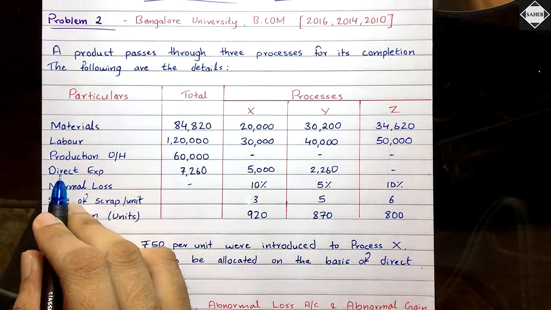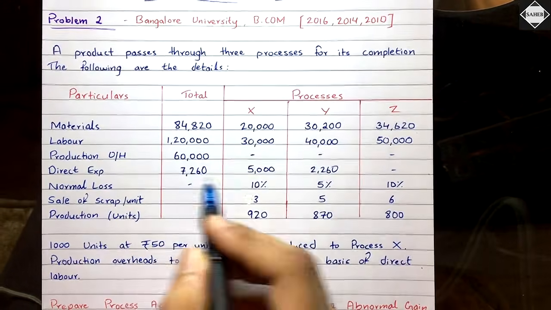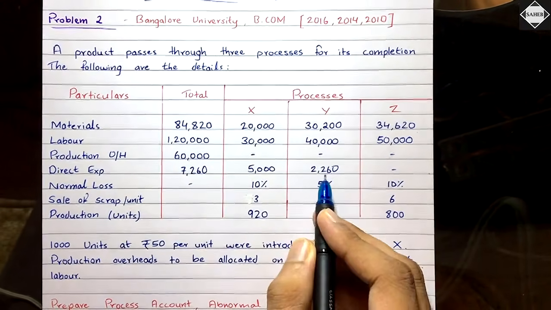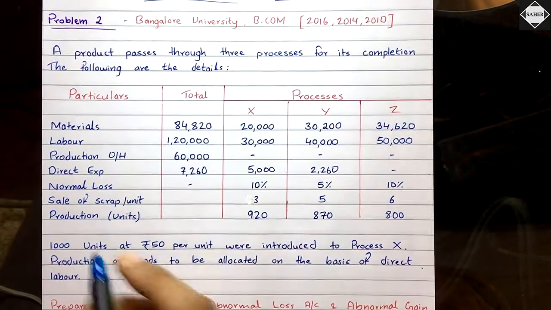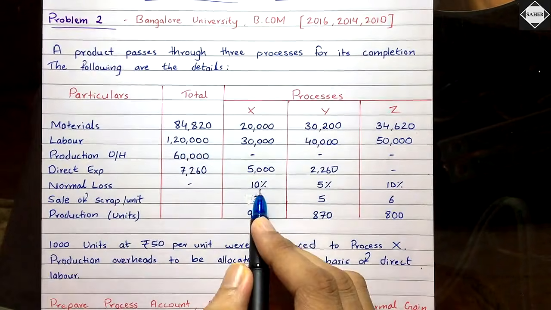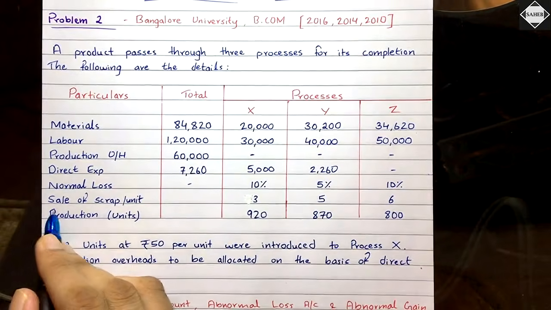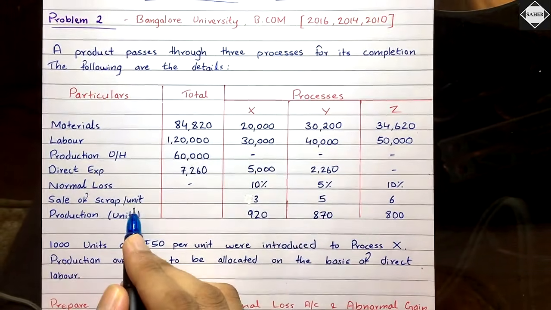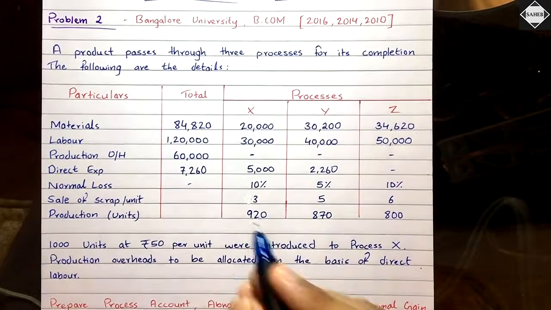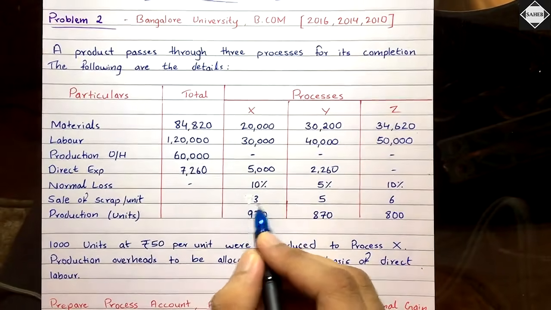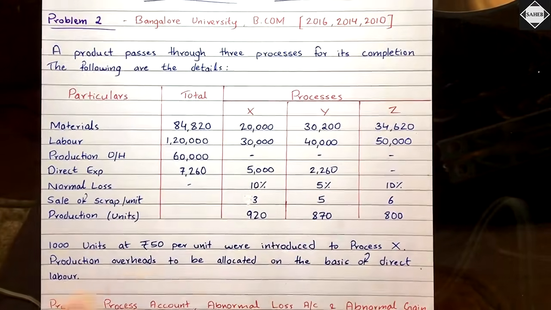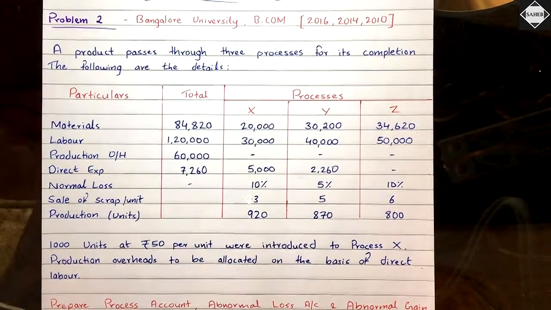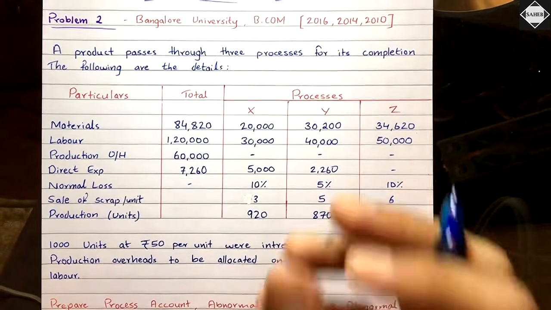Then what do we have? Direct expenses 7,260, and the bifurcation is given: 5,260 in process Y, and in process Z there is nothing. Only 2. Then the normal loss percentage is given: 10%, 5%, 10%. Then we have sale of scrap per unit. This is the scrap value of the loss, given as 3 rupees, 3 rupees, 5, and 6 rupees. In the previous problem there was no scrap value, so we had to take nil. But here the scrap value is there, so we will take the values.